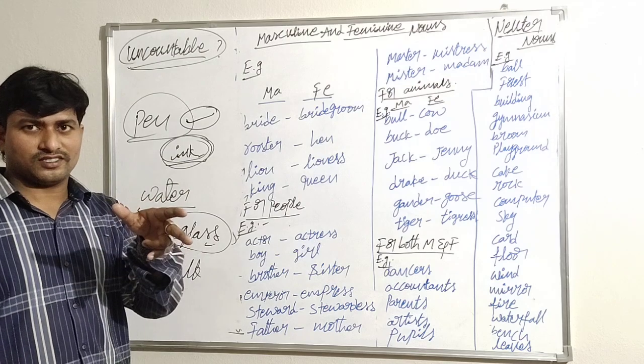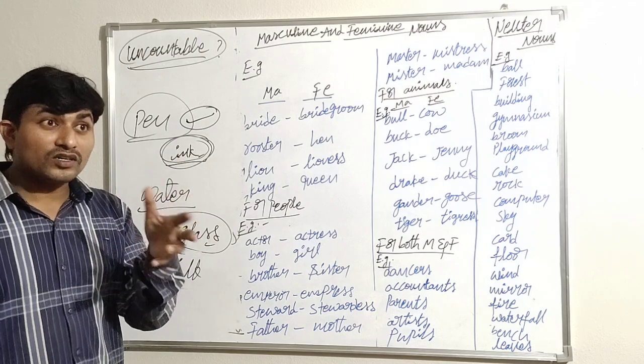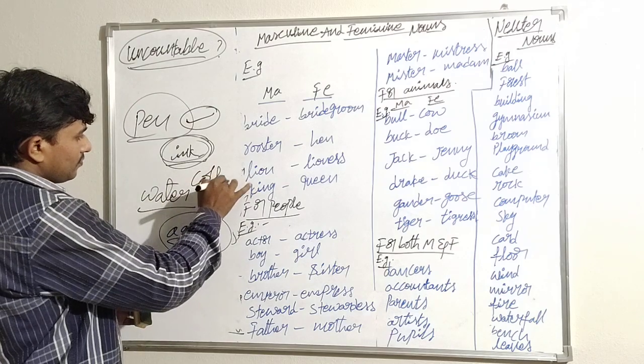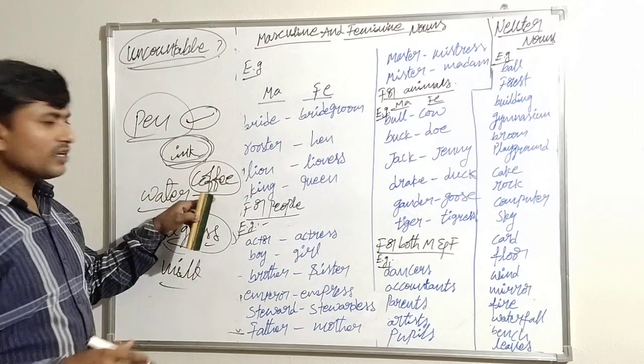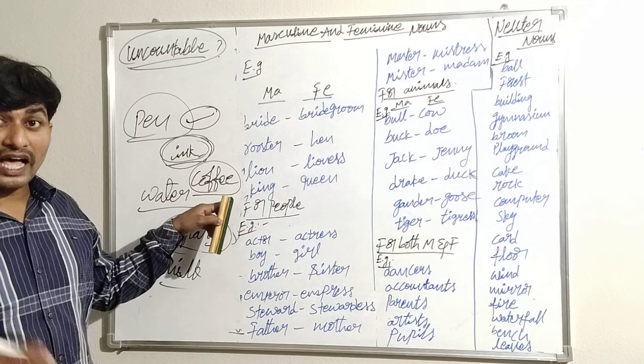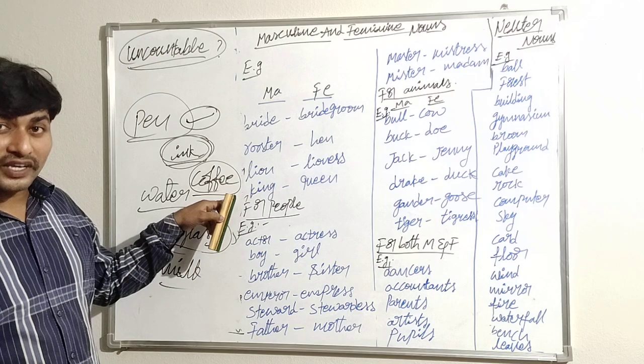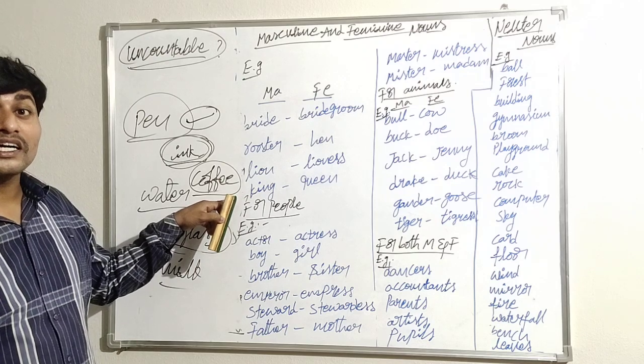So here they need 2 liters of milk. Do you understand? I want a cup of coffee. So see here, coffee. Is it countable or uncountable? Uncountable. But a cup of coffee: in the cup, the coffee is uncountable, but the cup is countable.